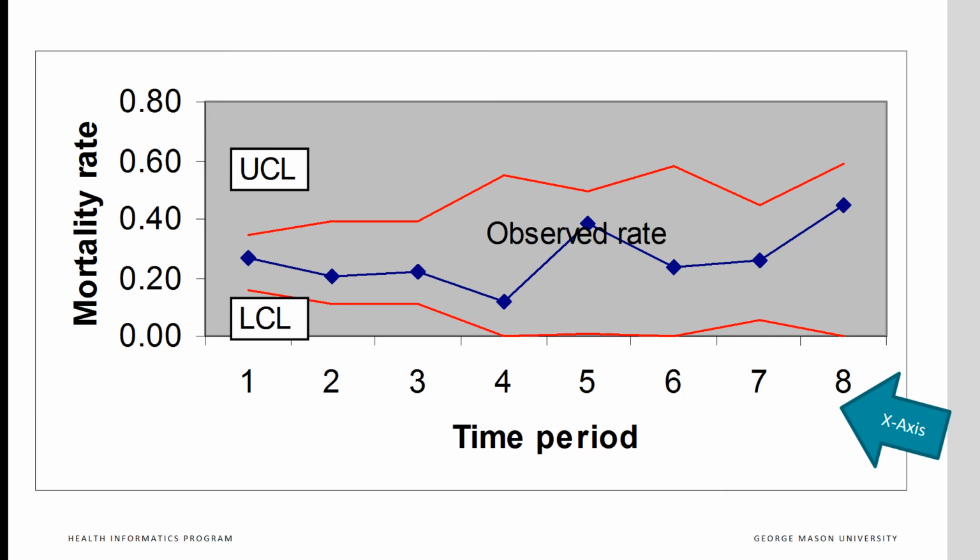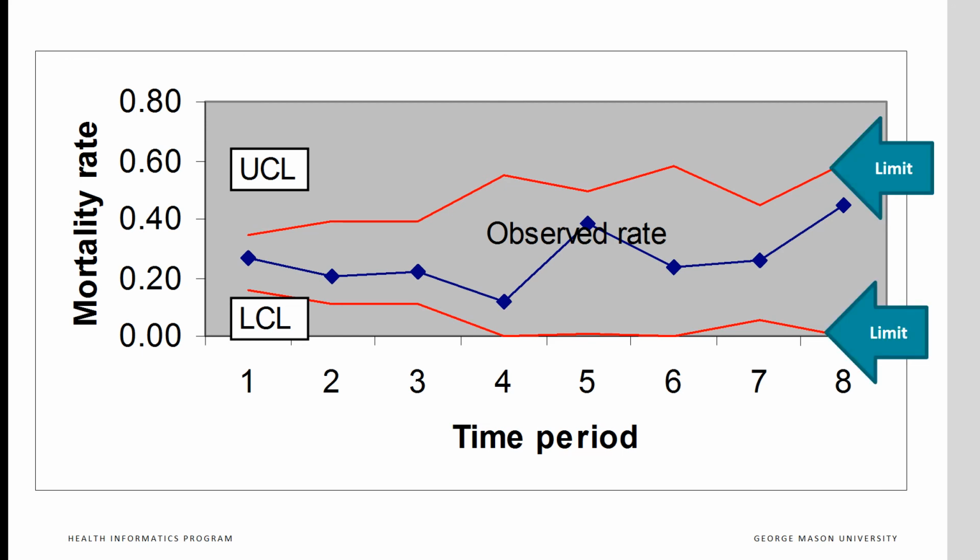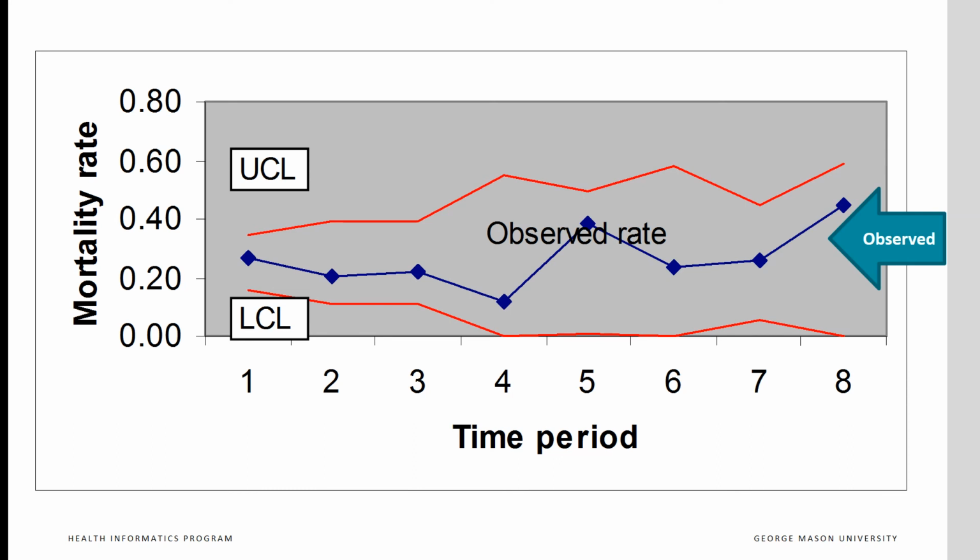This plot shows the result of our analysis. The x-axis shows the time periods. The y-axis shows the mortality rate. The red lines without markers show the control limits. Note control limits change because number of cases per time period changes. Sometimes where lots of cases are available, the control limits are tighter. When fewer cases are examined, the control limits are wider apart. The blue line with the markers shows the observed rate.